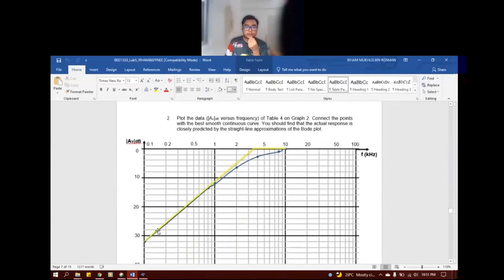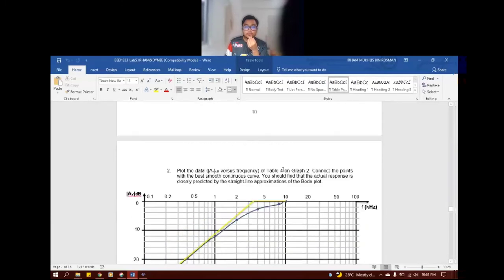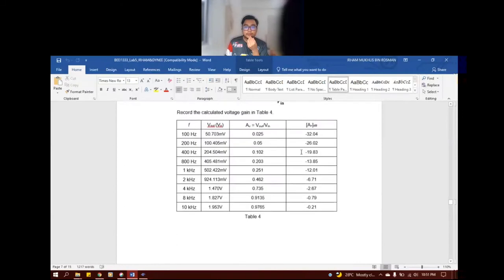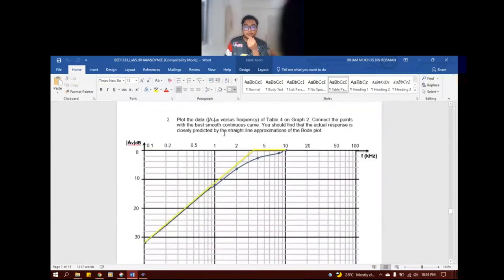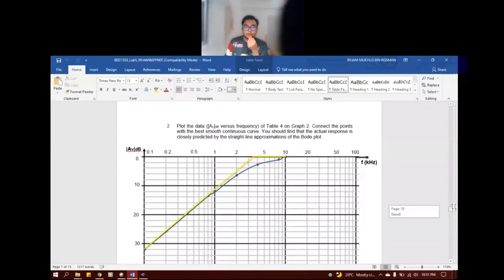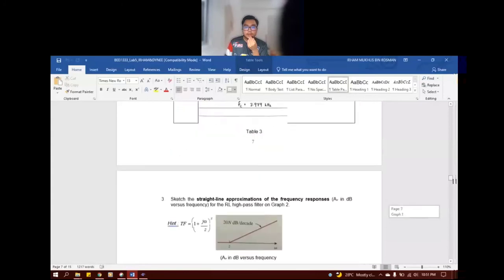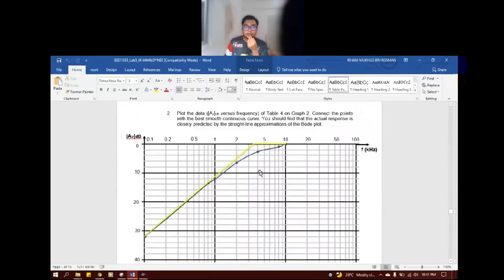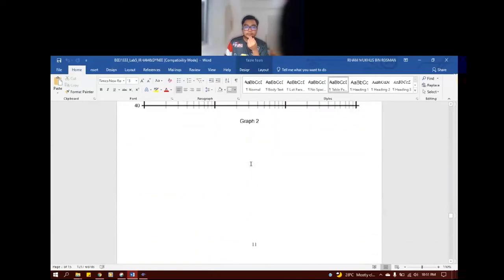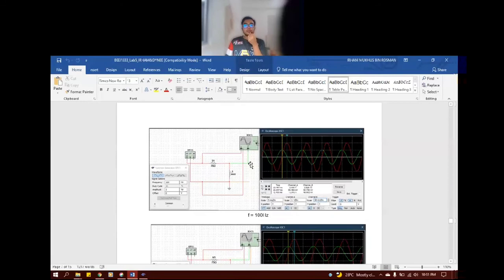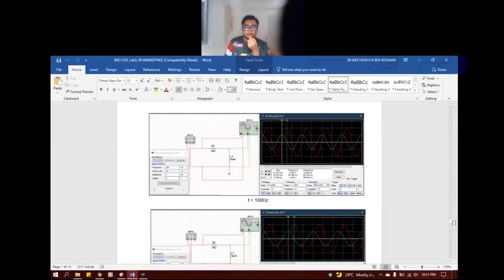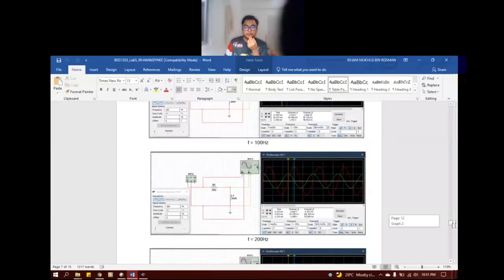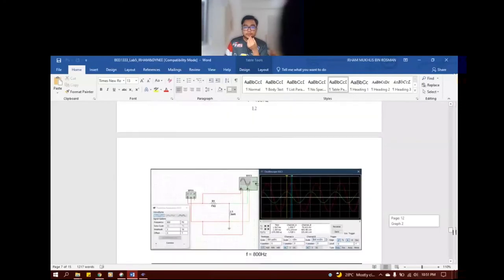We have plotted the data. This is the data that has been plotted using the table. And this is the table of the straight line approximation of the frequency response, the yellow line. Then this is the proof that we have in Multisim using different frequencies.